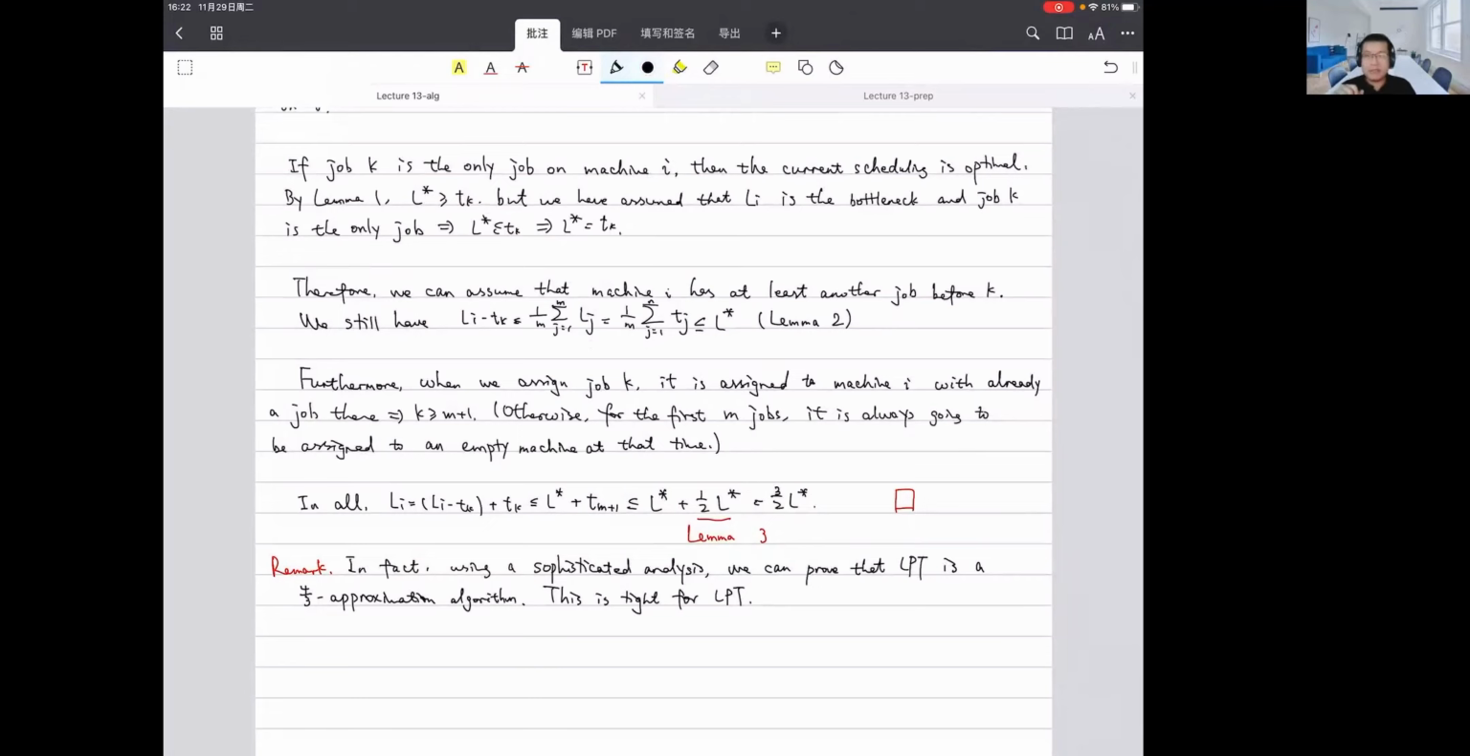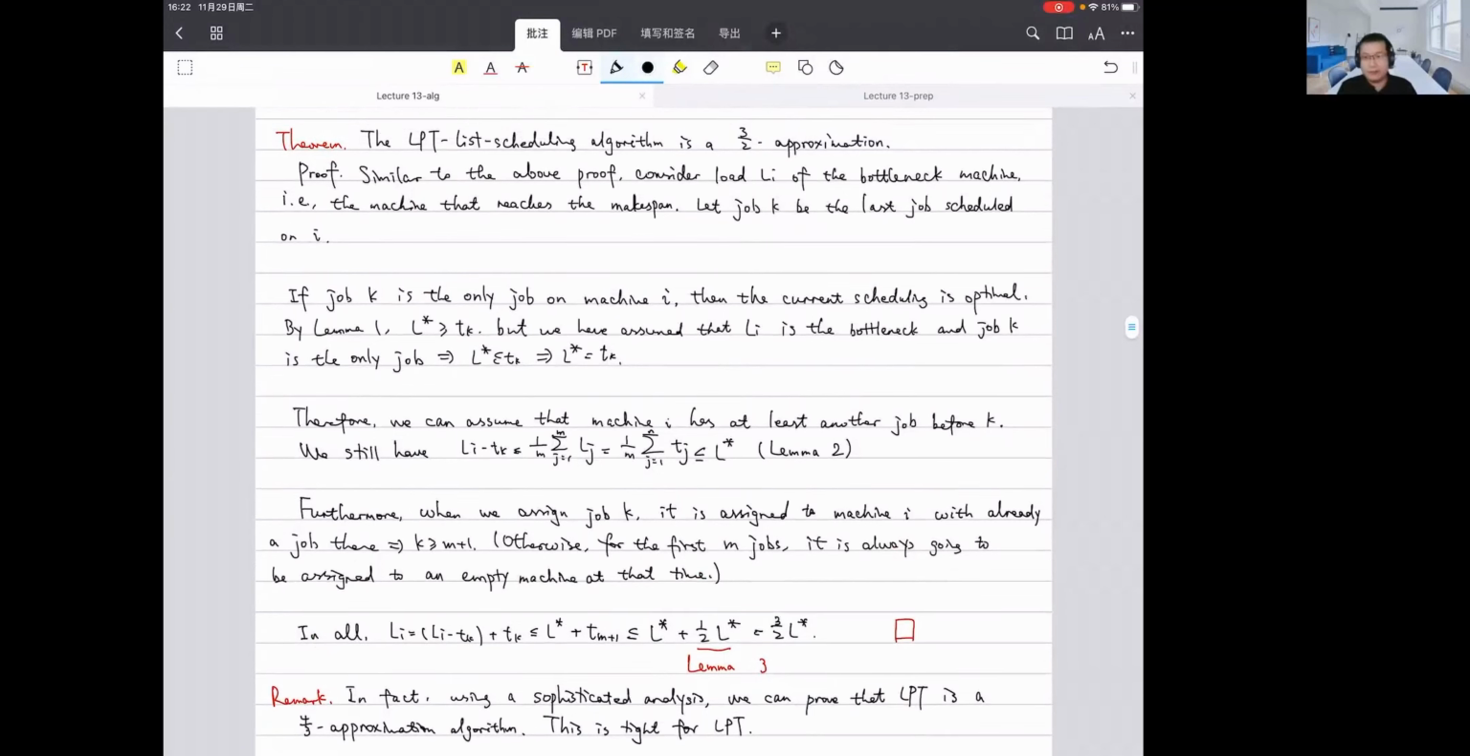Okay, so this is pretty much what I want to talk about for the load balancing problem. Is there any question about the 3/2 approximation proof and overall about the load balancing problem? Okay, if there is no question, I think we can move on to the next topic.